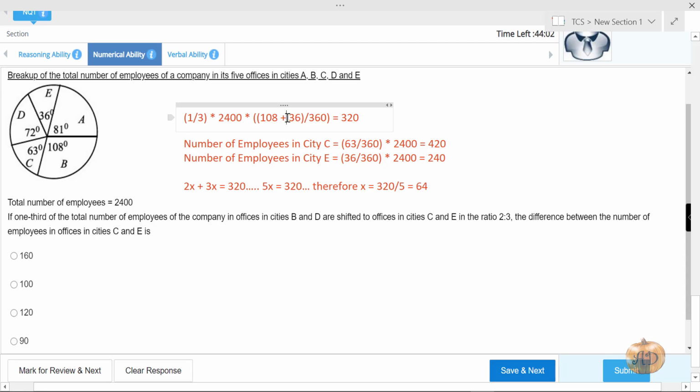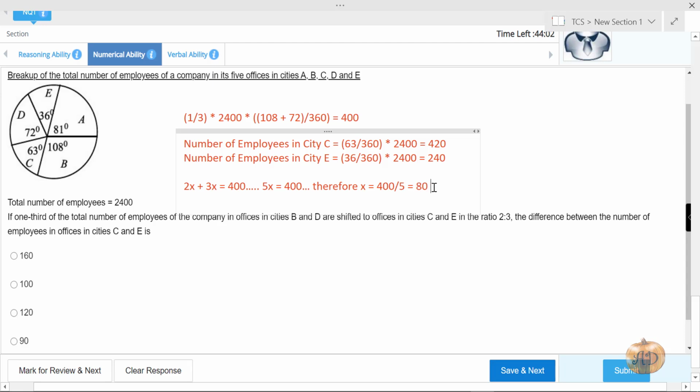Okay, here the cities are B and D. B is 108 degrees and D is 72 degrees. So it is actually 72 here, not 36. I'm extremely sorry for my fault. So now it is 400. So the equation changes here also, it equals 400. And now I have to find the value of 400 divided by 5, that is equal to 80.